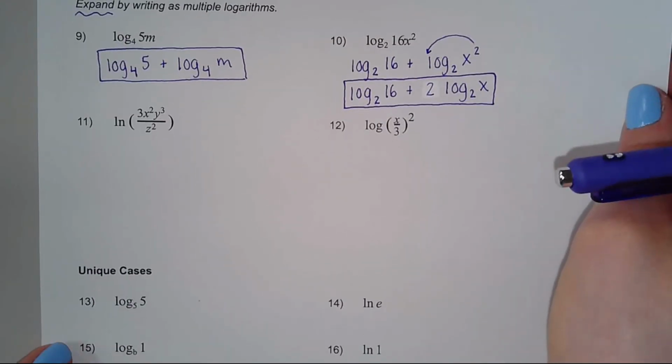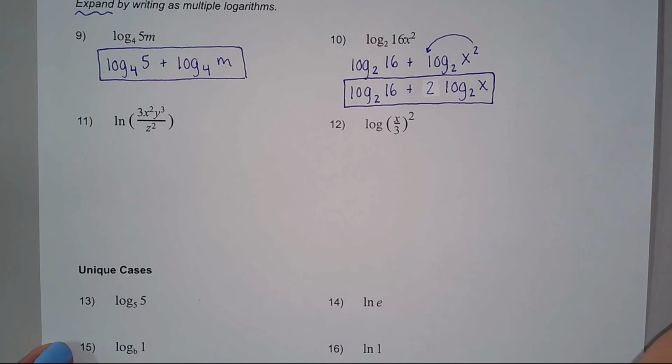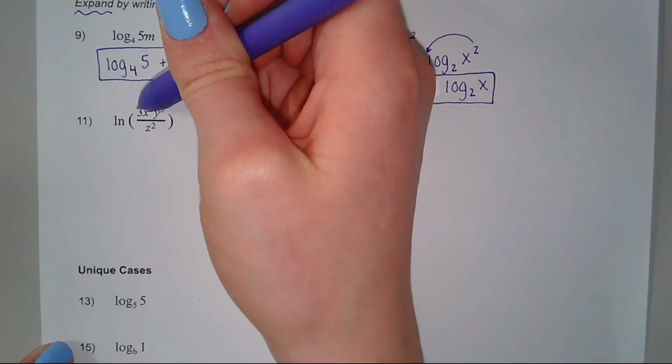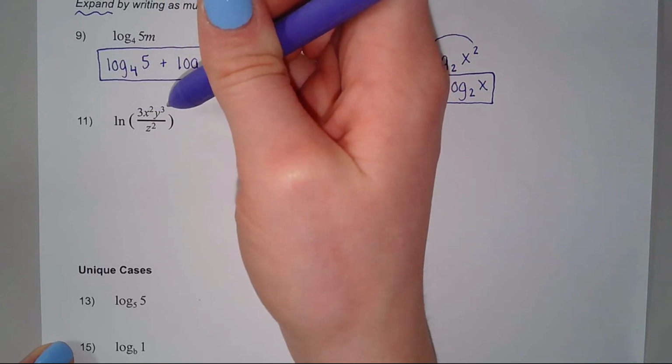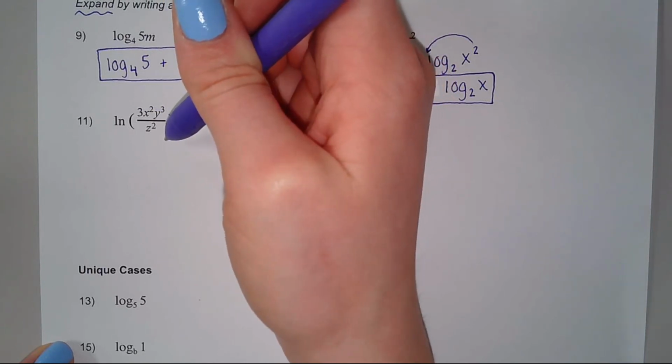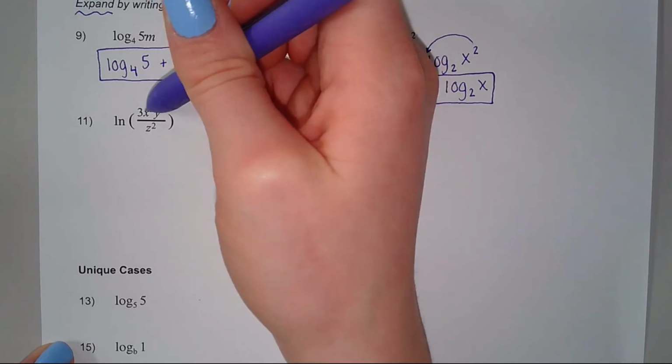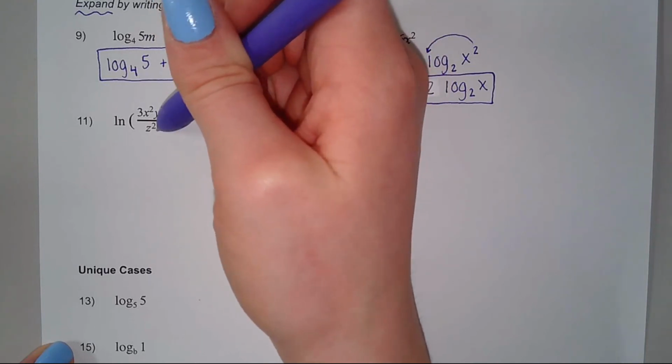All right, number 11, there's a lot going on here. I kind of see 4 separate things. This would be 3 times x squared times y cubed divided by z squared. So we have multiplication, multiplication, and division, as well as some exponents.